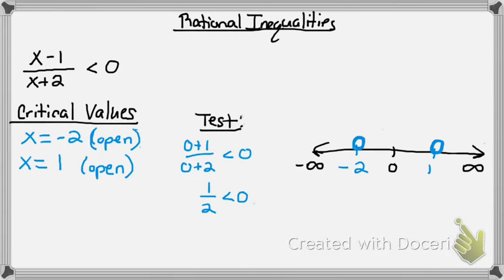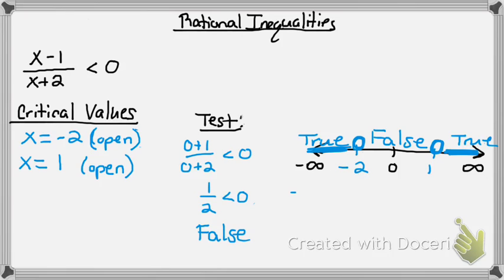And I'll ask myself, is this statement true or false? It is false because 1/2 is not less than 0. So since I chose 0 to plug in, every number that falls in this interval is going to be false. Since this one is false, the other two have to be true. They will always alternate. So the true intervals are the only ones that I will include in my answer.